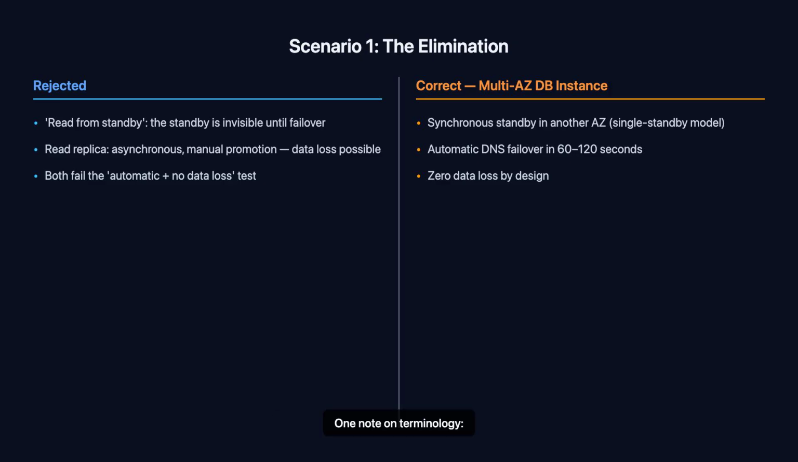One note on terminology: there are actually 2 multi-AZ deployment models. The classic multi-AZ DB instance gives you one synchronous standby in another zone, automatic DNS failover in 60 to 120 seconds, and 0 data loss by design. And that's the model this scenario is describing. The newer multi-AZ DB cluster gives you 2 standbys and uses semi-synchronous replication instead. For scenario questions about automatic failover with no data loss and a single standby, the classic DB instance model is the answer.